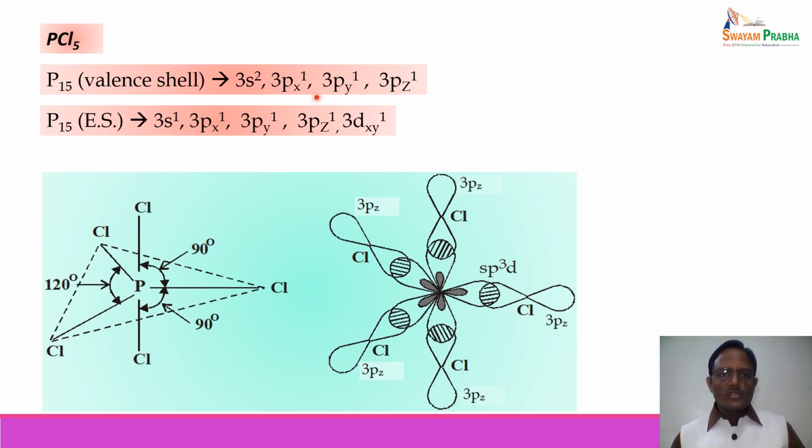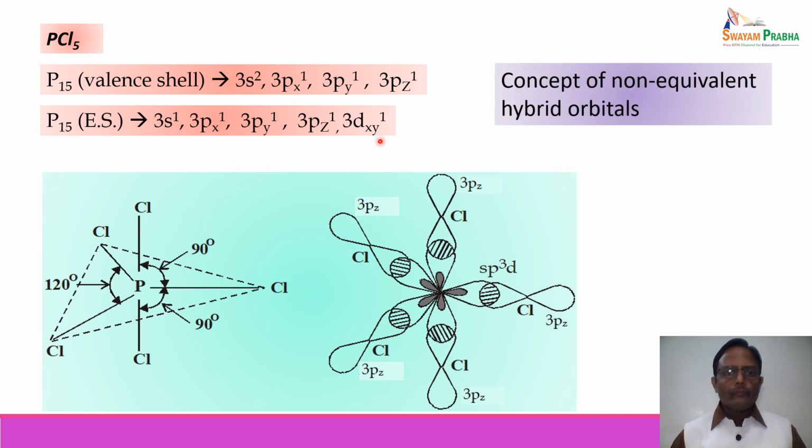Now these 5 orbitals in the valence shell will undergo hybridization to form 5 hybrid orbitals which are capable of forming bonds, because all of them have unpaired electrons, and they will form bonds with the chlorine atoms. This is how the overlapping will take place with the pz orbitals of 5 chlorine atoms, and the geometry will be trigonal bipyramidal with the 3 bond angles of 120 degrees in the plane and 2 bond angles perpendicular to the plane being 90 degrees.